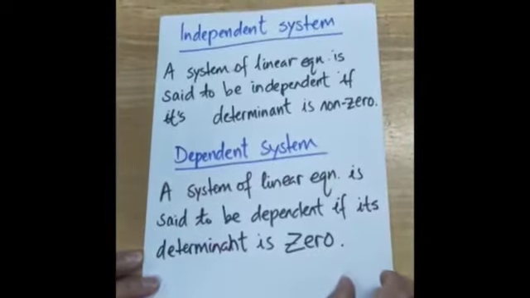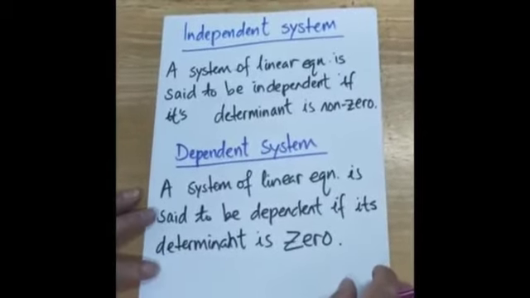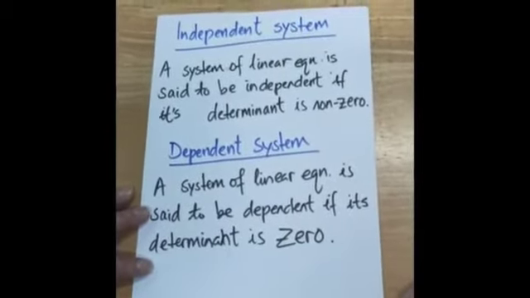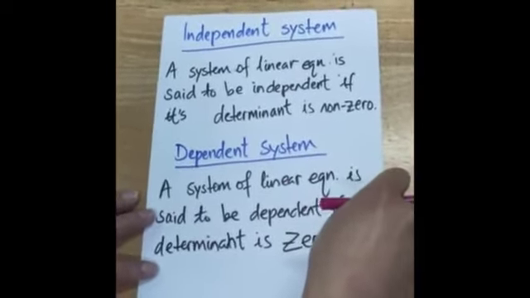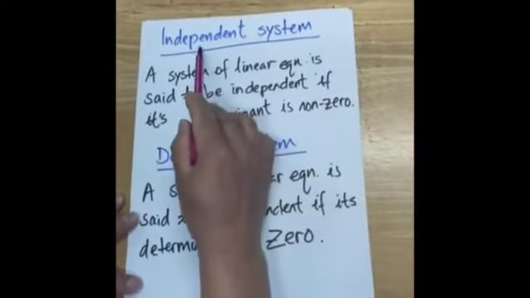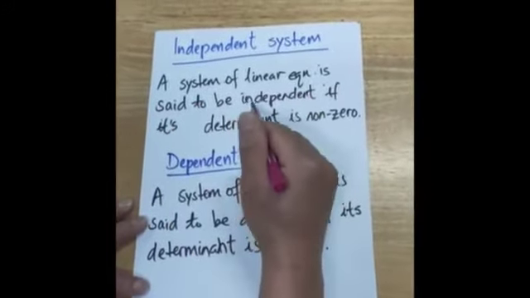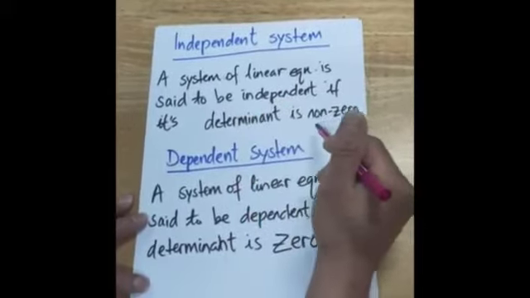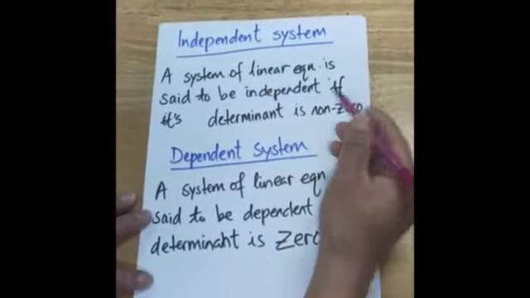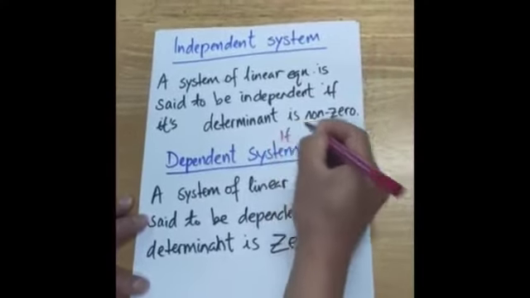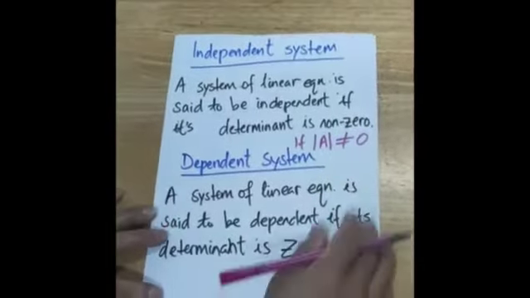So now let us go through the dependent and independent system of linear equations. Basically, how do you determine whether the system of linear equation is independent or dependent? First, the definition. What is meant by independent system of linear equations? A system of linear equation is said to be independent if its determinant is non-zero. Basically, we call a system independent if the determinant of the coefficient matrix A is not equal to 0.